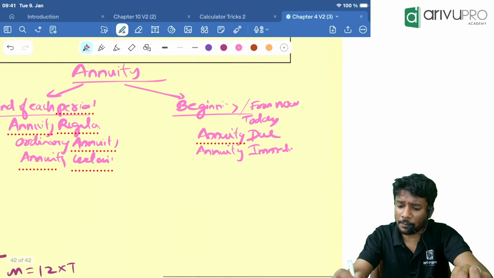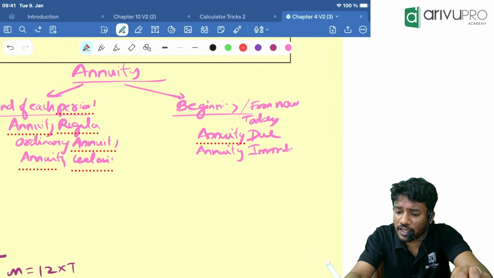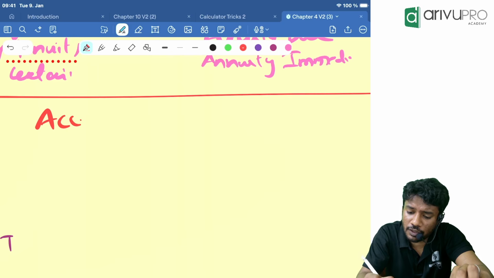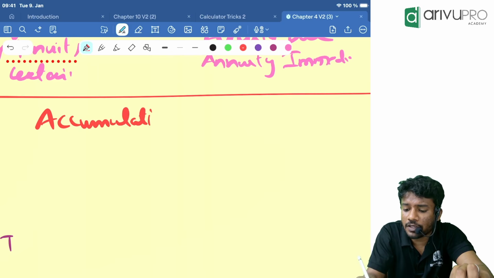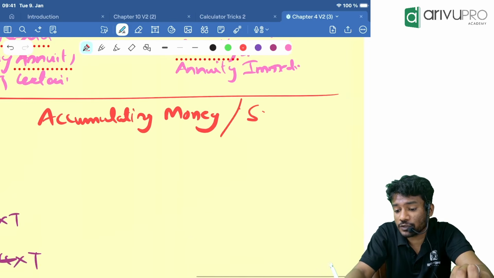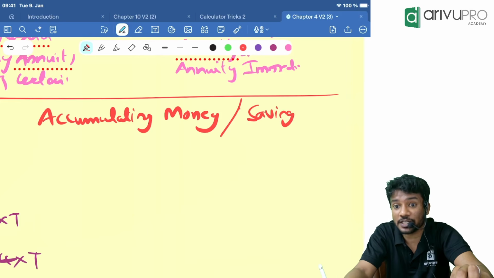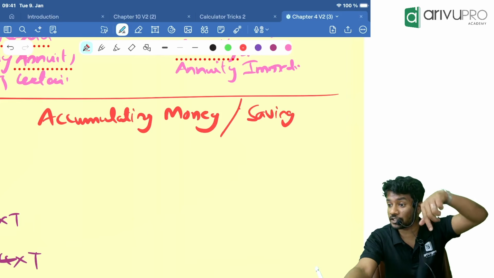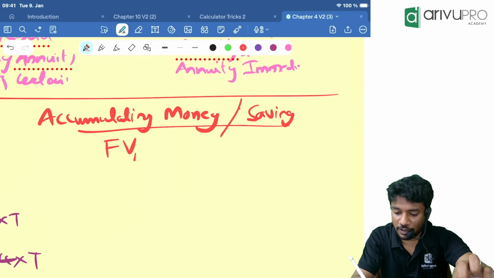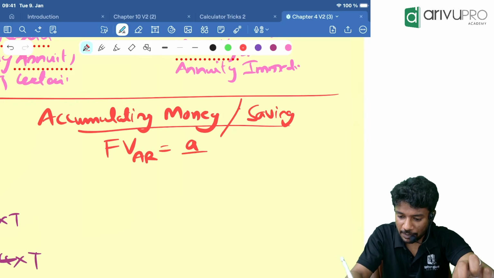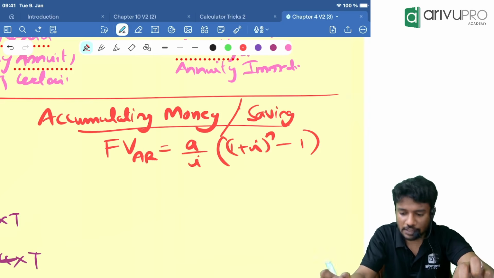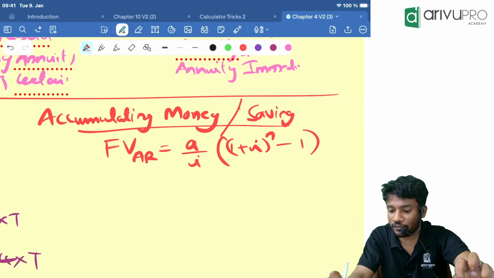When are we using future value? Whenever we are talking about accumulating money, correct? Accumulating money or saving money for the future, regular investment. We are putting regular investment to save for the future. Then we are using what? Future value. What is the formula for future value of annuity regular? A by i into (1 plus i) the whole power n minus what? This was the formula for future value of annuity regular.